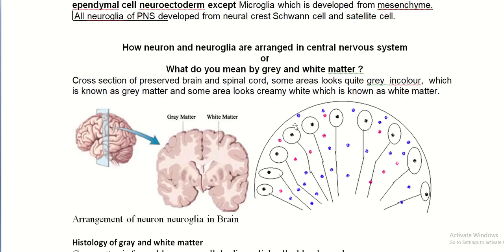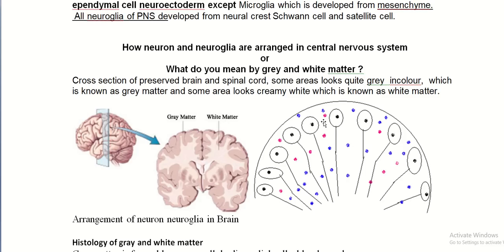But there is a particular location of the nervous system where the nerve cell bodies are located. When the nerve cell bodies are arranged in a large area, then this is known as the gray matter. This particular portion of the nervous system is known as the gray matter, and this particular portion is known as the white matter.